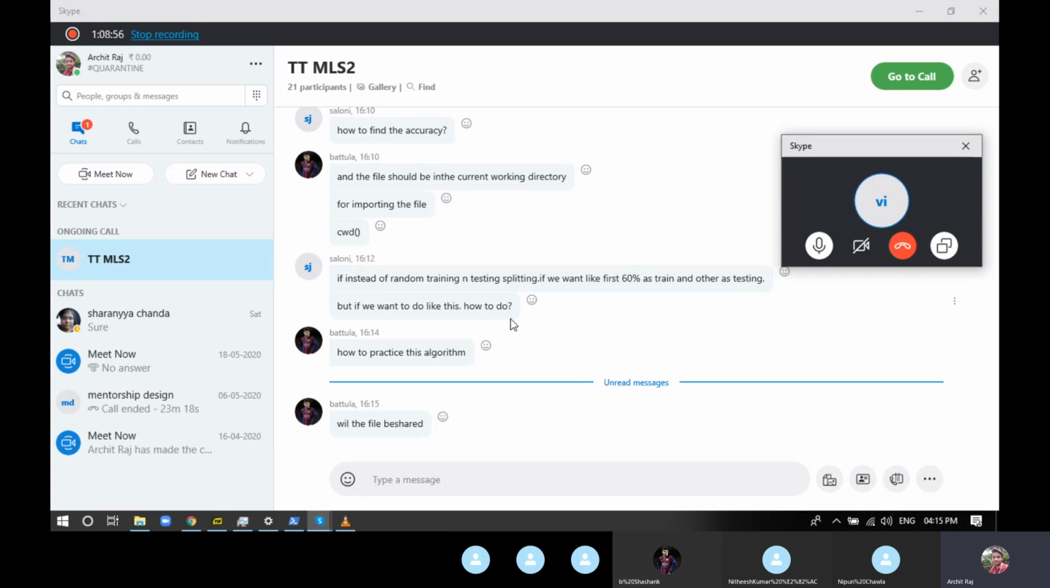Yes, all the files will be shared: the Jupyter Lab, the Jupyter Notebook, and the dataset that I used, the weather dataset. Don't worry. All the things that you see on the screen will be shared.